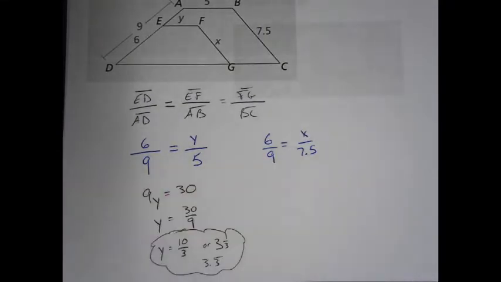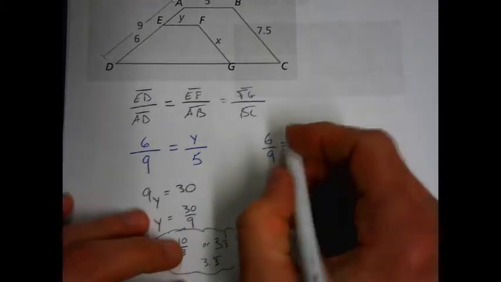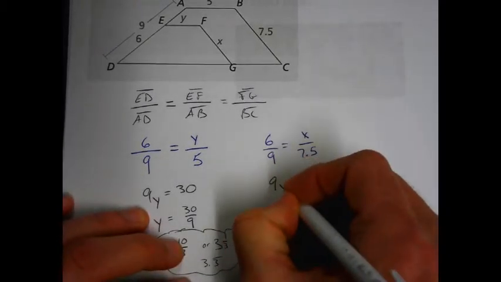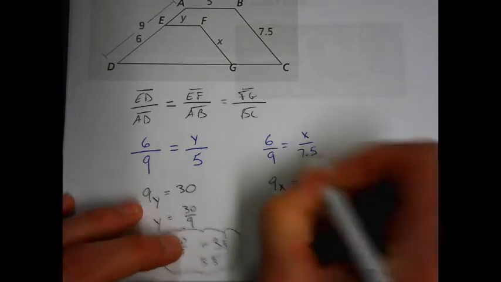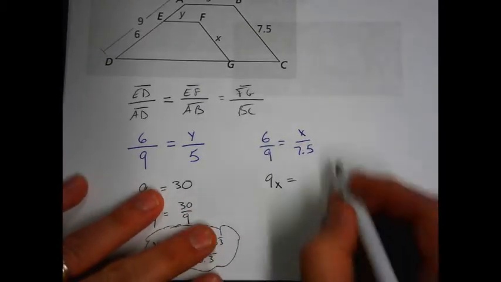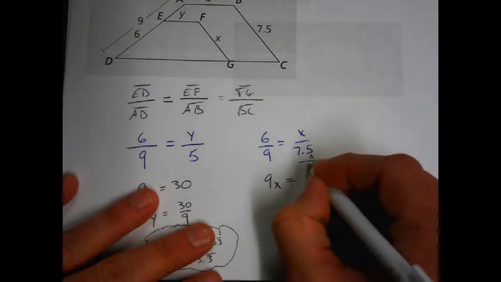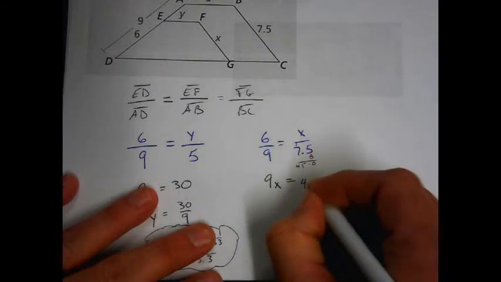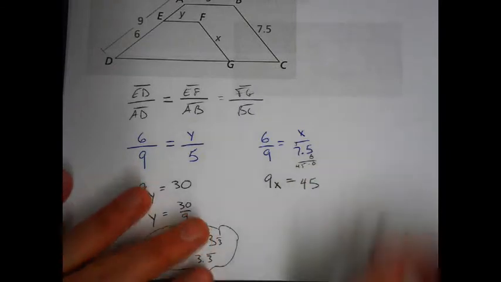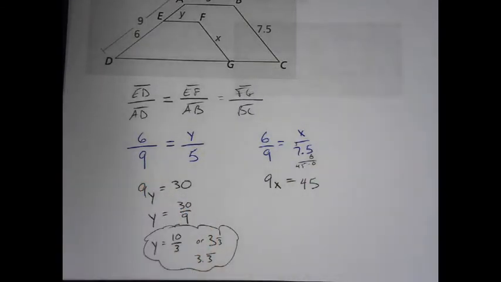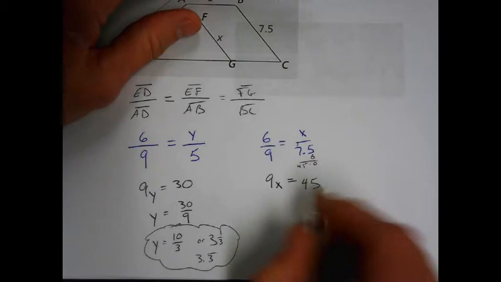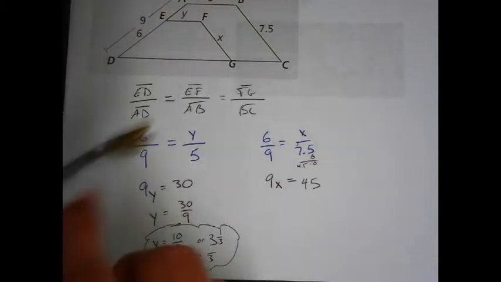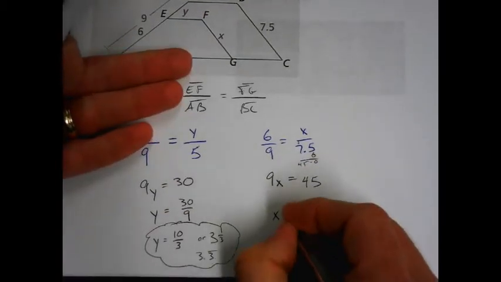Now we can figure out the value of x, doing the same thing. Again, cross products, 9 times x would be equal to 6 times 7.5. Let me do this on a calculator super quick. 6 times 5 is 30, plus 15 would be 45. Oh, that's a helpful number. Thank you, x, for being a lot simpler. So 6 times 7.5 is 45. Therefore, x is going to be equal to 45 divided by 9, which is 5.